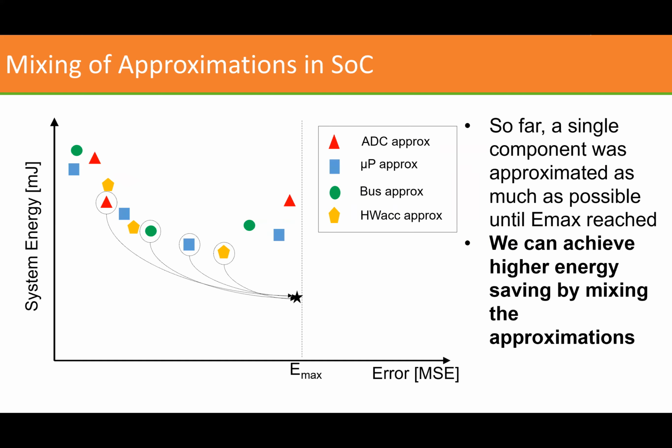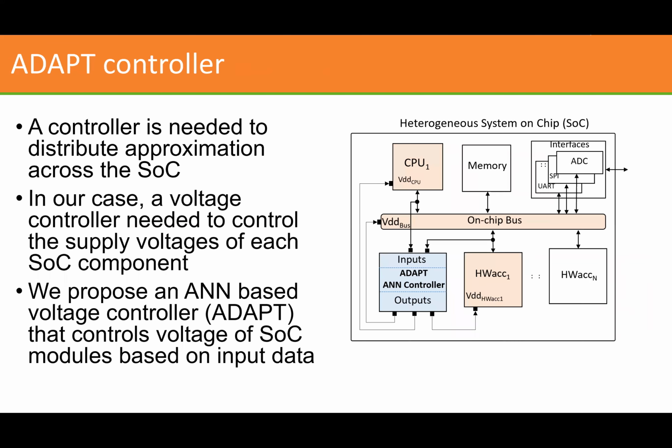So far, a single component has been approximated as much as possible using different methodologies. And in our previous work, we have seen that we can achieve higher energy saving by mixing the approximations across the entire SoC. And in this work, we will try to do so. And for this, we have proposed a controller that controls voltage across different modules of the SoC. We will call it the ADAPT controller.